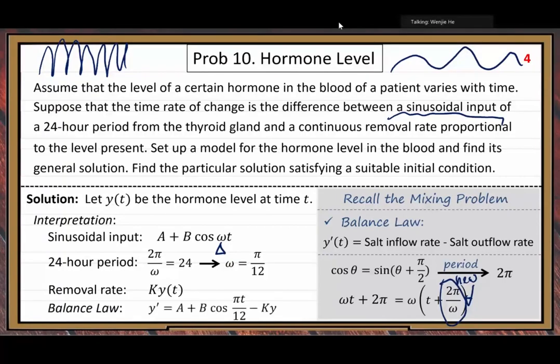Then our final version of the ODE is this one. This input part has two terms, the first two terms, then the output part.